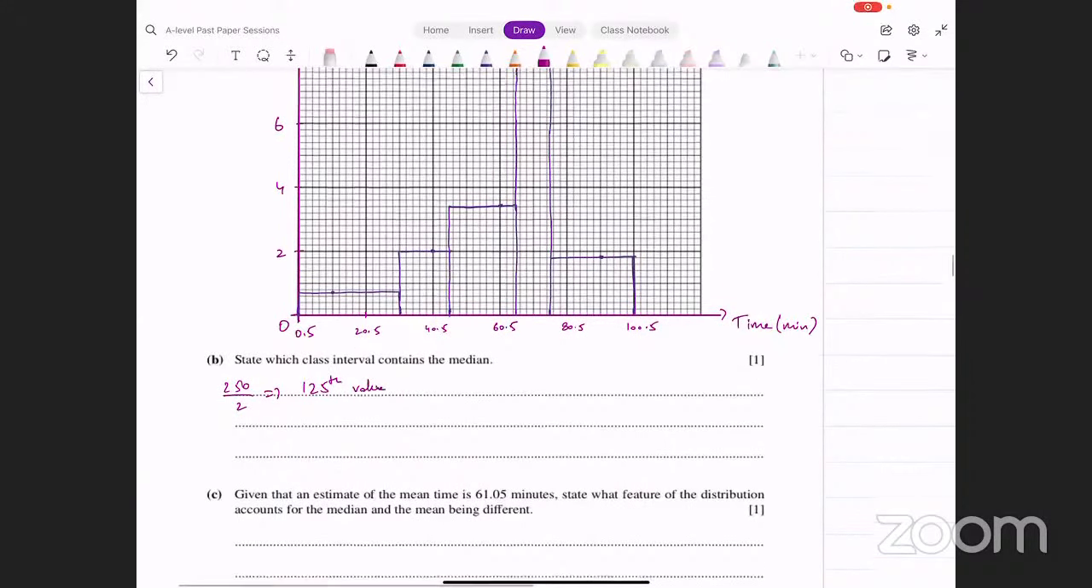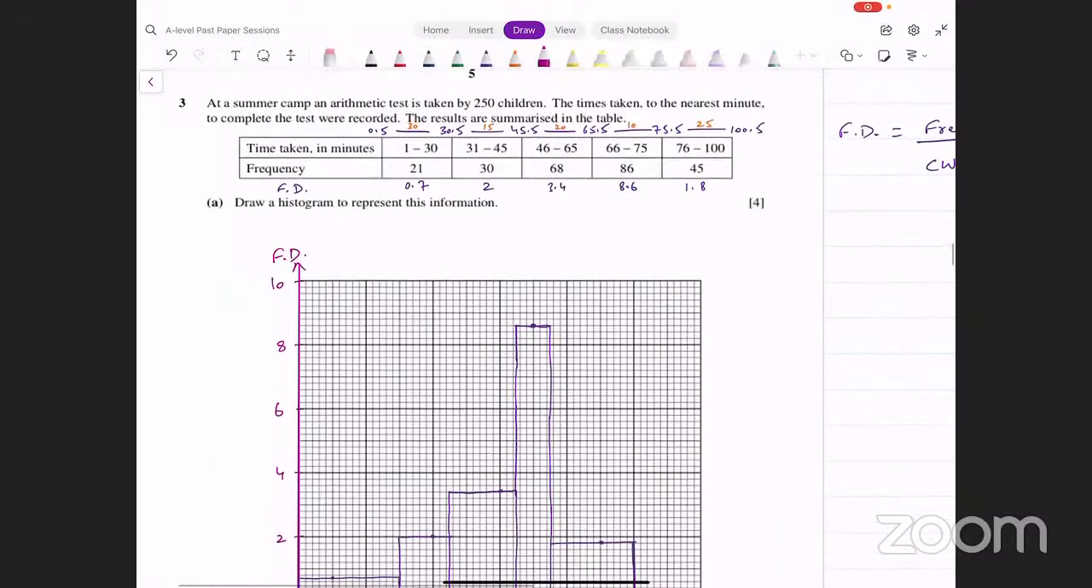125th value आप देख लें किधर आती है? कौन से interval में आती है? We're starting from 21 and then 30. 21 plus 30 is 51. यहाँ तक 51 हो गया. 51 plus 68. What's that? That is 119. यहाँ तक 119 हुए अभी तक. तो 119 के बाद आपके पास 86 और values है. यहाँ पर आके 205 हो जाएंगे.